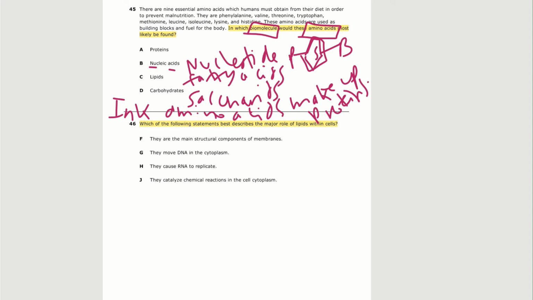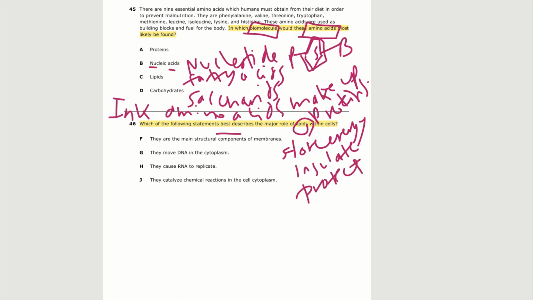Which of the following statements best describes the major role of lipids? Okay, so what do lipids do? Store energy, right? Long-term for later. Insulate, which means they keep you warm. Protect, right? They help you bounce if you fall. Okay, those are the main things. They are the main structural components of membranes. Oh yeah, they're also in the cell membrane, right? Lipid bilayer, that means fat.